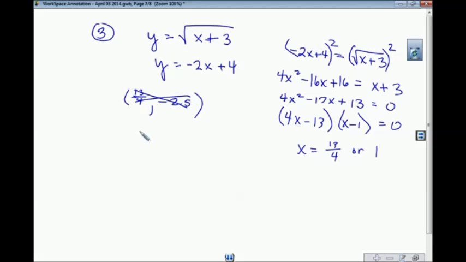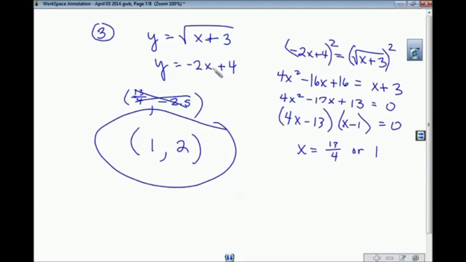Extraneous. Okay, now let's try 1. If I plug in 1, I get -2 plus 4 is 2. If I plug in 1, I get the square root of 4 is 2. So this is my only solution. So this square root and this line cross in at 1 point.